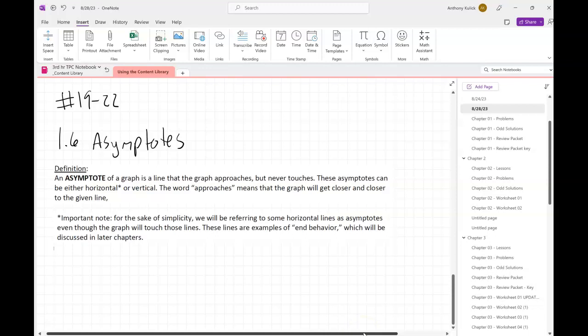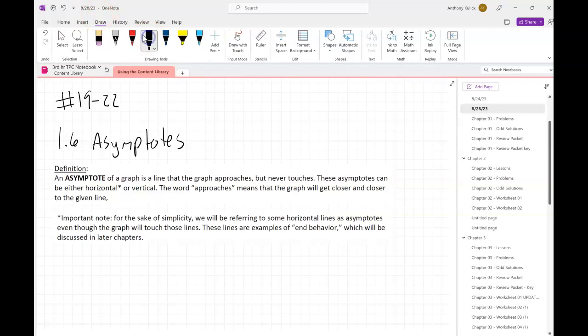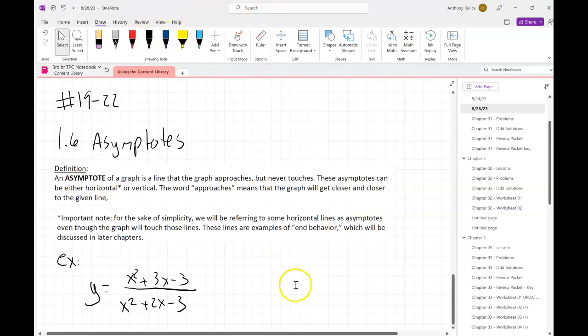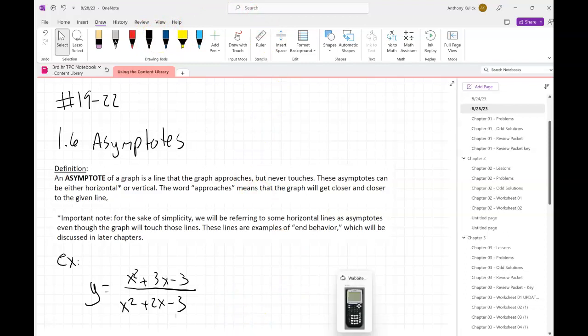So let's look at an example here. Let's say we have this function here, y equals x squared plus 3x minus 3 over x squared plus 2x minus 3.